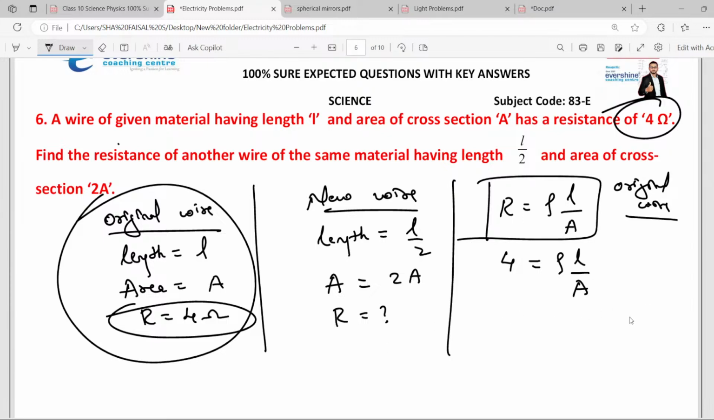Same formula I will apply for the new wire. Now, what is the resistance? We don't know. Let me say R dash. Original is R, new wire is R dash. So R dash is equal to rho. We don't know the value of rho, keep it as it is. Let me say this is equation 1. Length is L by 2 divided by area, which is 2A. Here length is L by 2 and here area is 2A. Shall we simplify this? Sir, how to simplify this? I'll show you. Observe here.